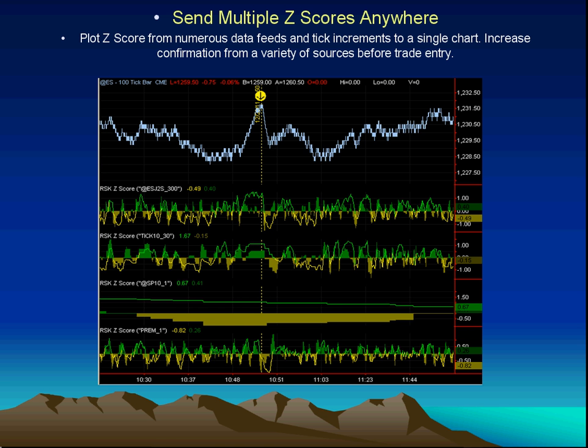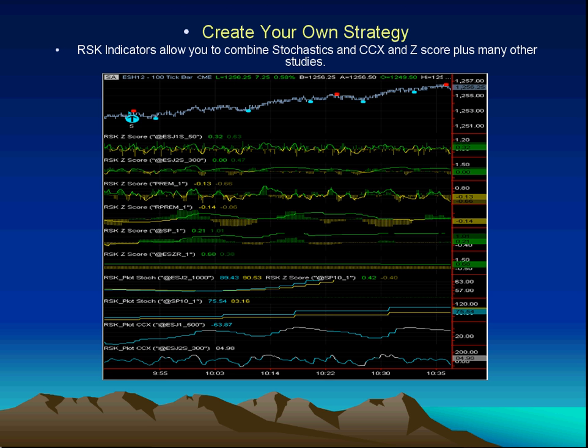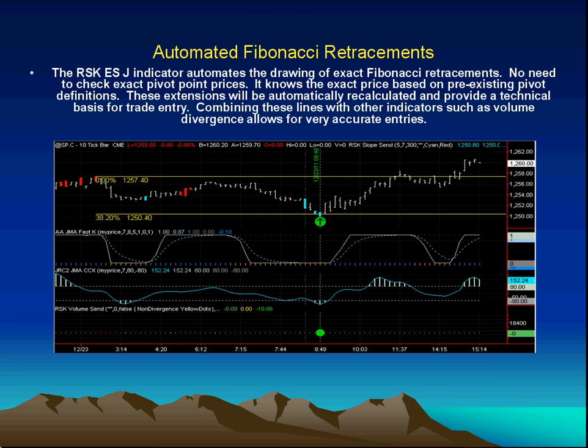So now when you combine the versatility of this indicator, the ability to take data from any data feed and plot it on the same chart from which you're trading, you're now able to create your own strategy. There are any number of different configurations available to allow you to design your own strategy and look for much better trading opportunities.